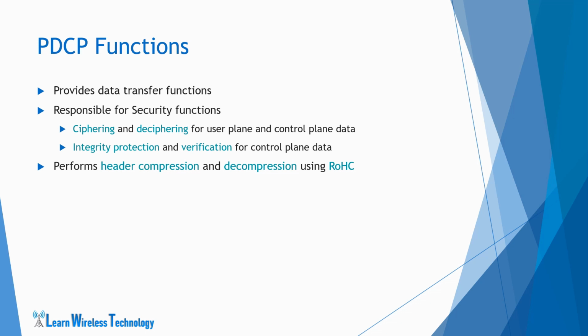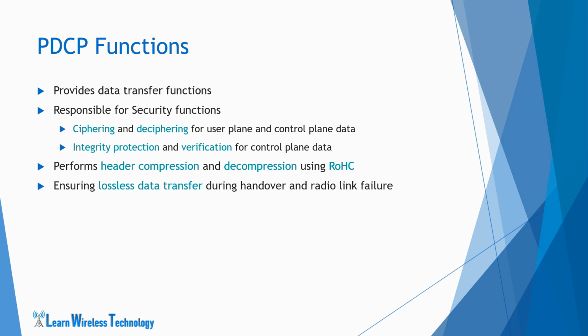PDCP is responsible for performing header compression and decompression of IP data. It performs header compression services to improve the efficiency of over-the-air transmission. The header compression is based on the robust header compression, that is the ROHC protocol, for user plane data.